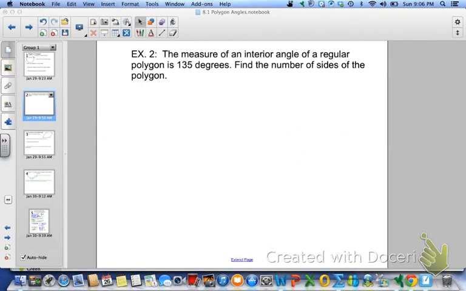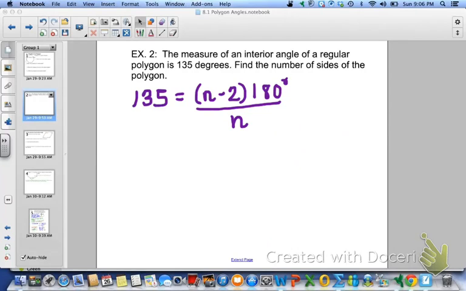In the next problem, we want to find the number of sides of this polygon, and we're given that the measure of an interior angle is 135 degrees. So you take the sum, you divide it by how many angles you have, and that's going to equal your interior angle. We don't know how many sides there are, so we have to call the sum n minus 2 times 180, and we'll divide it by n because that's how many angles we have. Now, I can't solve for n when it's in my denominator, so I'm going to multiply both sides by n.